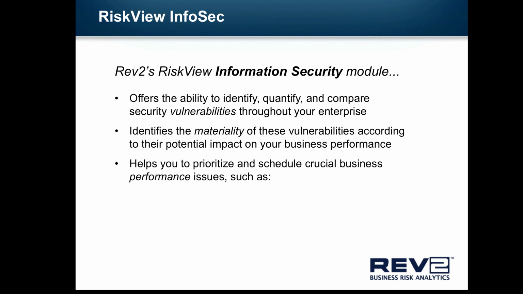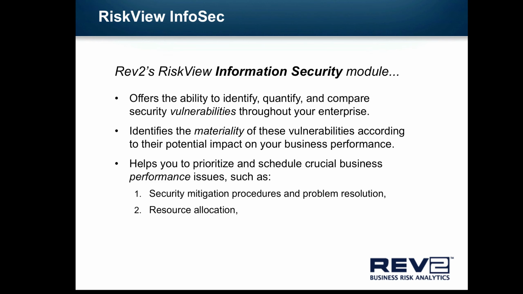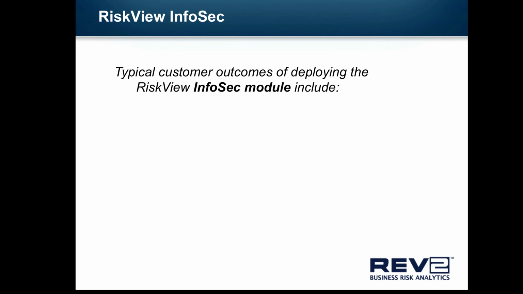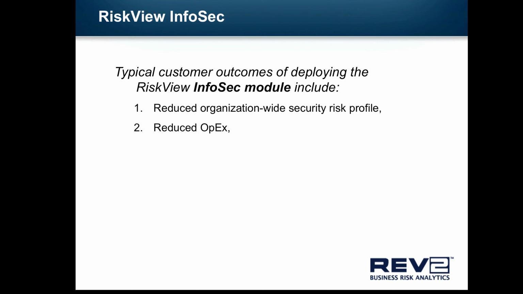Some of the business performance issues that RiskView helps you to resolve include security mitigation procedures and problem resolution, where and how to allocate your resources, and better informed decisions on your overall spending on information technologies. Our customers who use the RiskView InfoSec solution experience beneficial outcomes, which typically include a reduced organization-wide security risk profile, reduced operational expenditures, and an increased competitive advantage, enabled by the ability to refocus time and resources on the business.